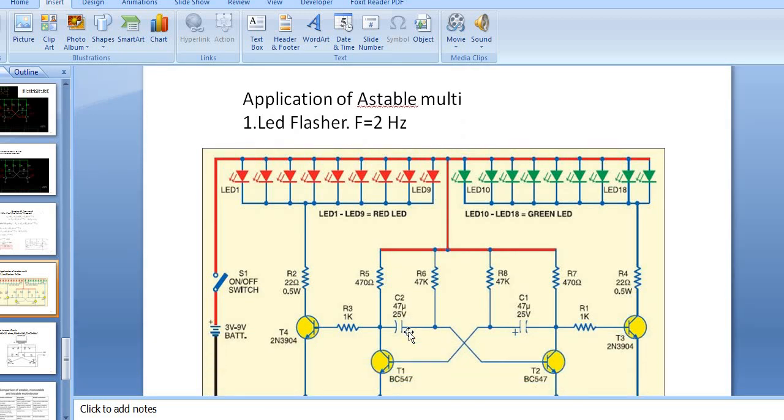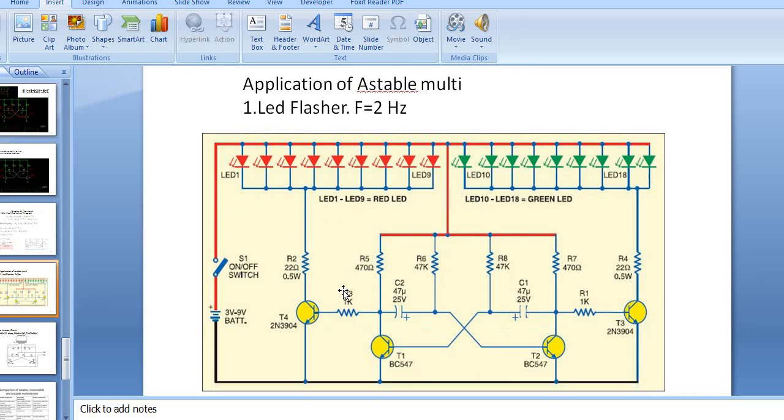Coming to the real-time applications of astable multivibrator, right? Astable multivibrator can be used as a flasher for Diwali. Look at here, this entire center part is nothing but an astable multivibrator. Let us assume this T2 is on. If T2 is on, the voltage given to the base of T3 is 0. If it is 0, the entire green color LEDs are going to be off.